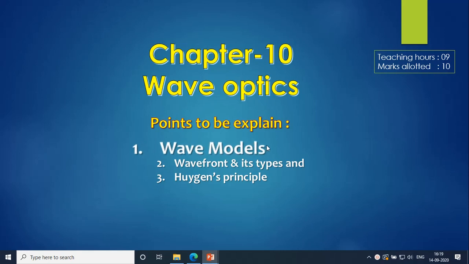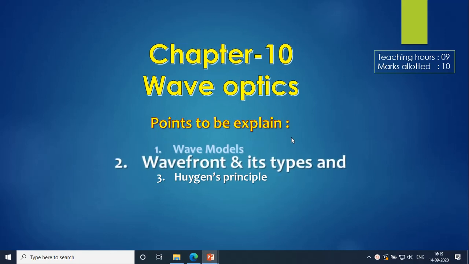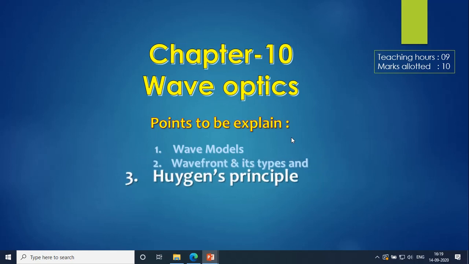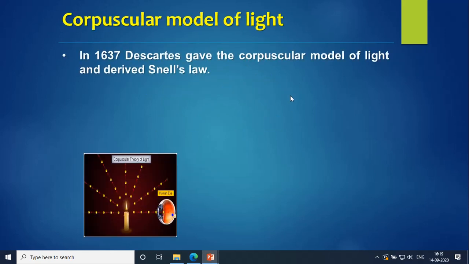So in the wave model I am explaining some important wave models, and after that wavefront. There are three types of wavefront. I am explaining it. After completing the concept of wavefront, I am explaining Huygens principle. Let us start with the corpuscle model.